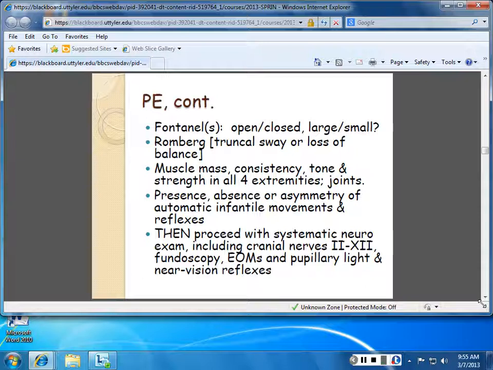We can do a Romberg in newborns. You look at truncal sway or loss of balance in children, newborns. Muscle mass, look at the consistency, the tone, and the strength in all four extremities and their joints. Look for any asymmetry or absence of their movements and their reflexes. After you've done your general survey of all this, then you're going to proceed with the systematic neuro exam. You're going to look at the cranial nerves. You're going to do a fundoscopy. You're going to look at EOMs and pupillary light and near vision reflexes.